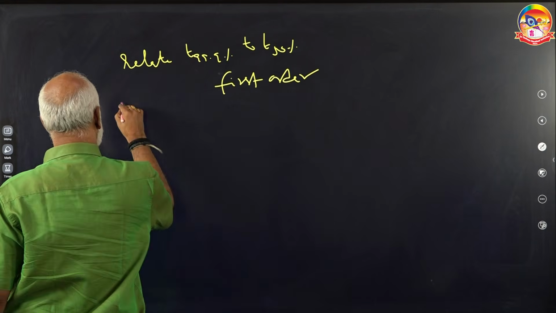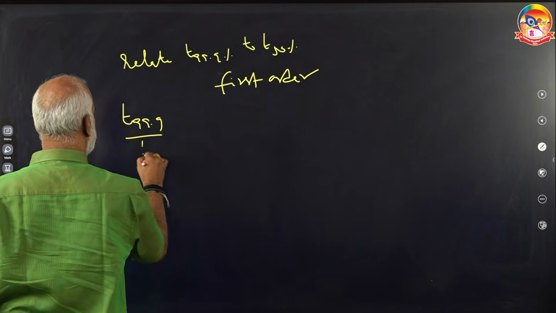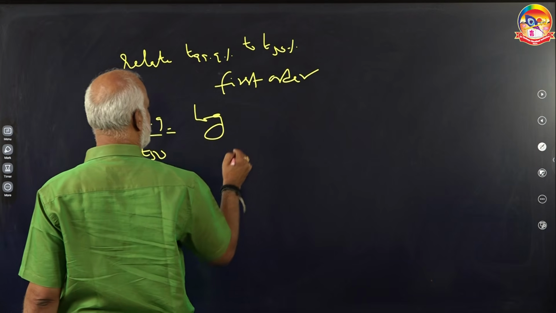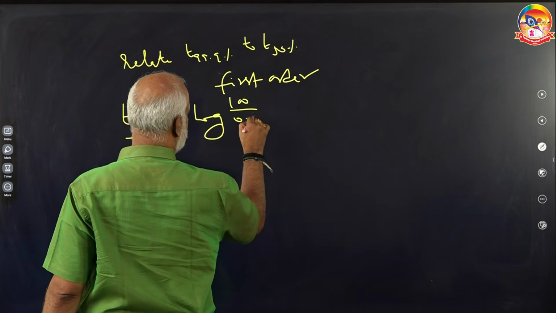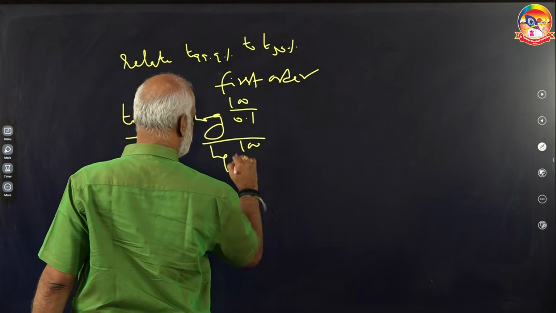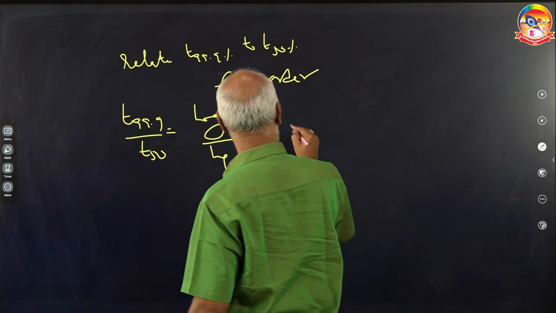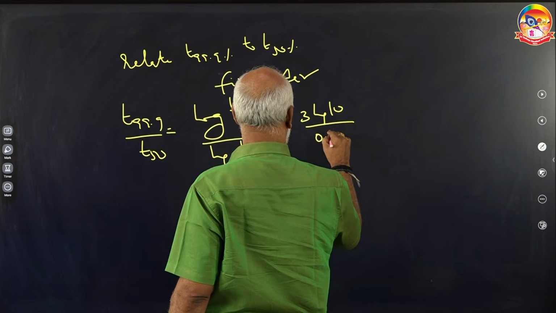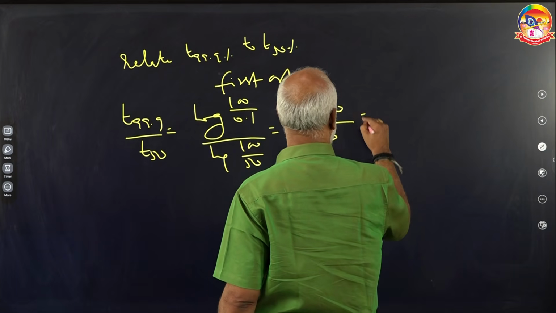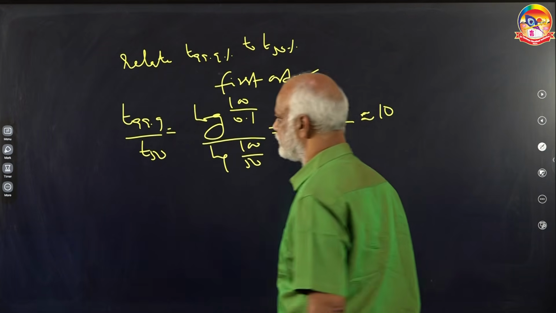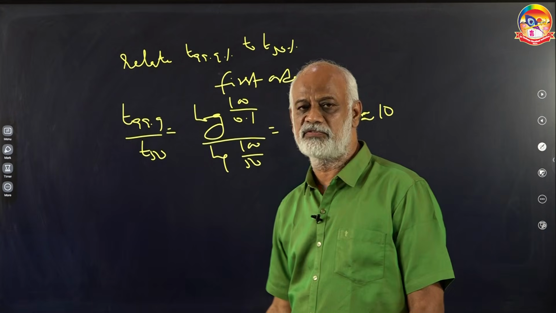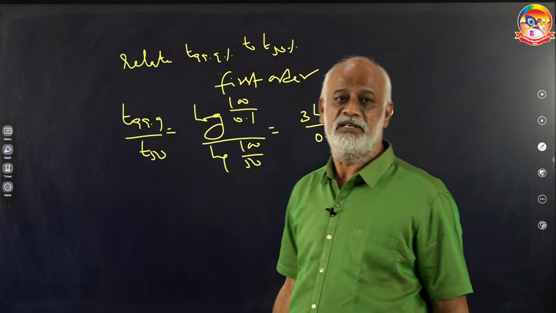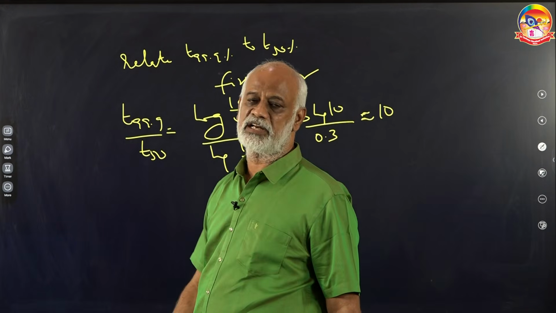Absolutely no problem. T 99.9 by T 50 is equal to logarithm of 2.303 by k cancelled, 100 by 0.1 by logarithm of 100 by 50, which is equal to 3 log 10 by 0.3, which is approximately equal to 10. So T 99.9% to T 50 is approximately 10. T 99.9% is 10 times T 50% of a reaction.